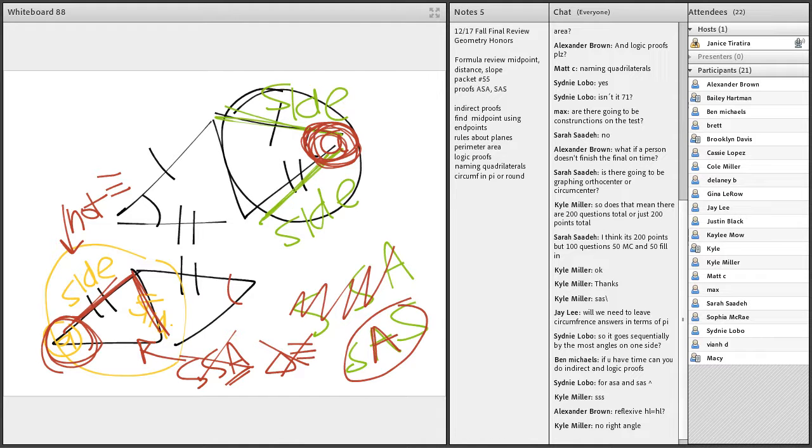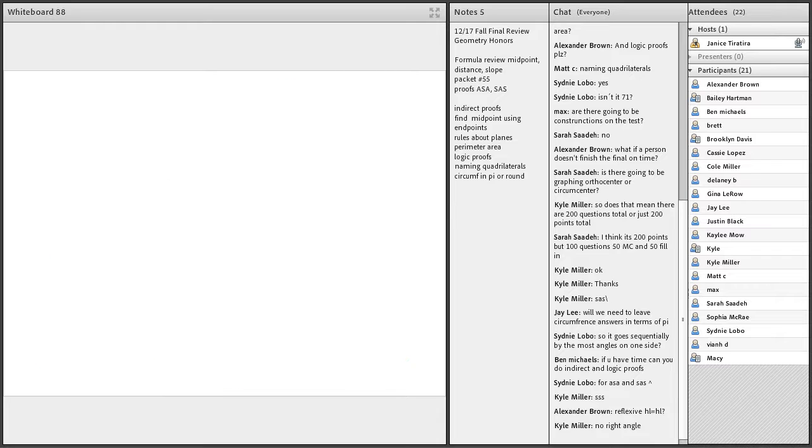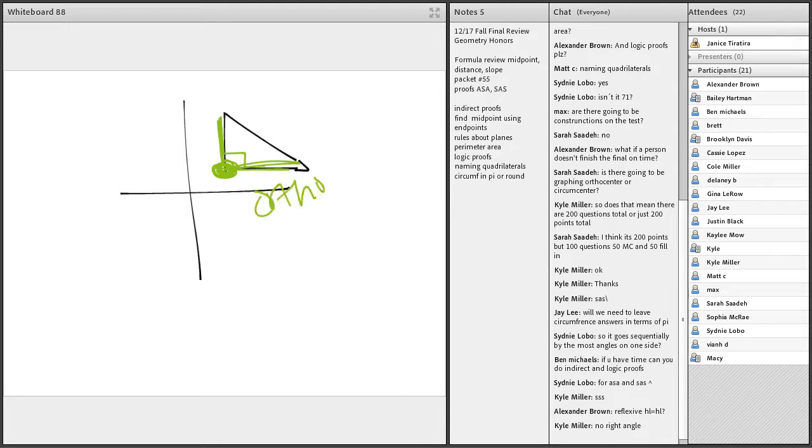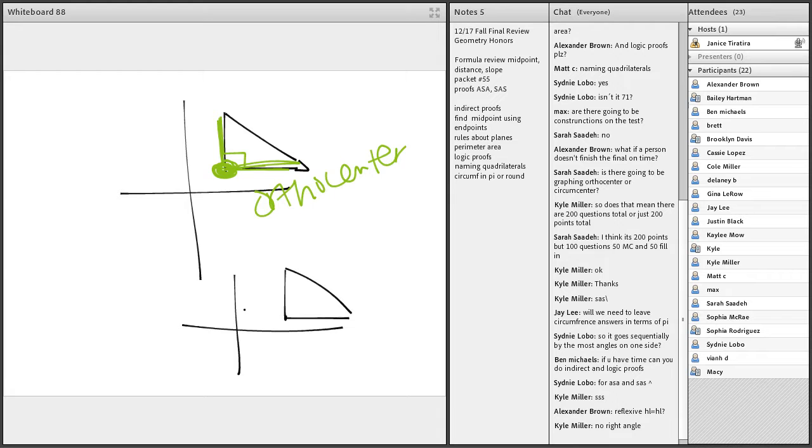Graphing orthocenter, circumcenter. You don't have to physically graph it, Sarah S., if you're still here, but you might have to recognize it. So for instance, if I had a picture, but if it wasn't in the packet, I highly doubt it. Okay, Sarah. But orthocenter would be at the right angle because it's based from where the altitudes are. So that's the orthocenter. And then if it's a circumcenter, that's where the perpendicular bisectors are. So that's on the hypotenuse.